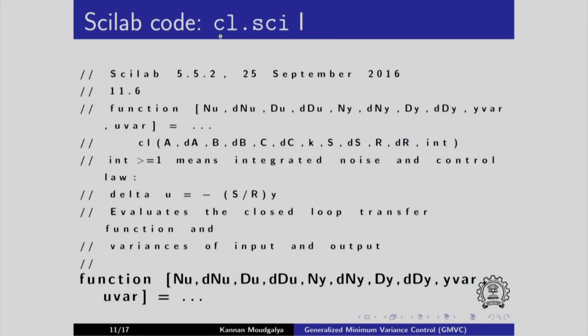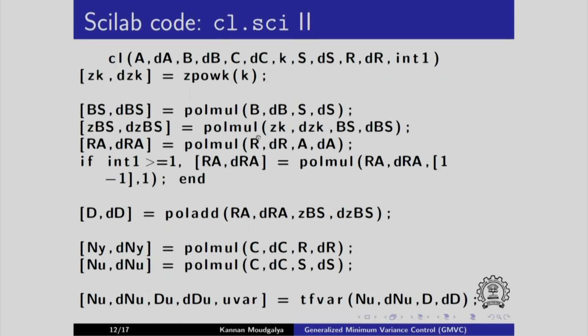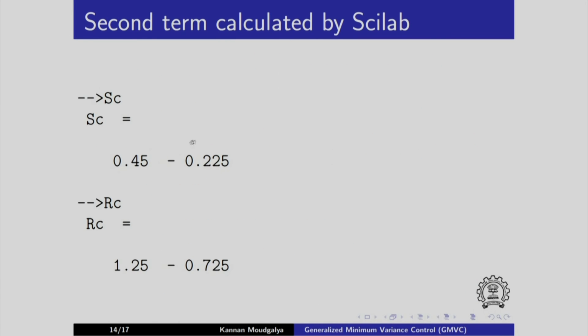I also make use of the function CL.sci, and after invoking I call SC and RC. You get these values. These are exactly the values that we obtained in the numerical example earlier.